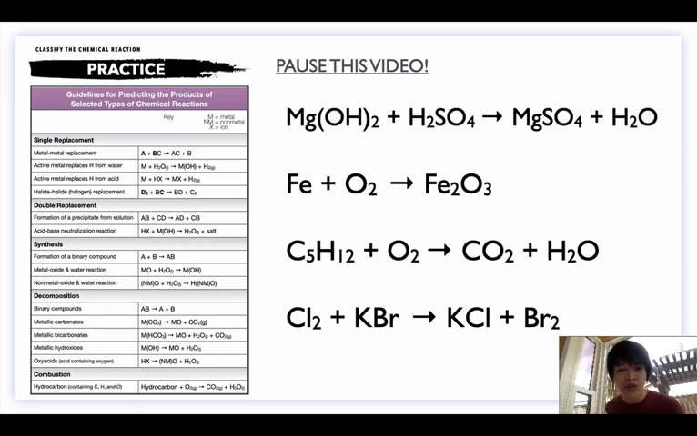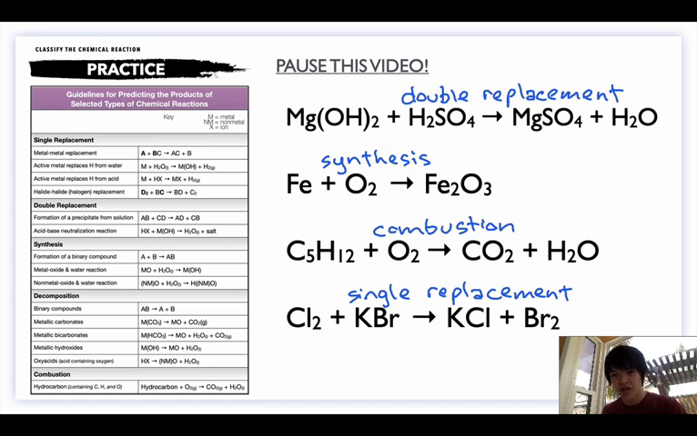Okay, now it's your moment to try just 4 examples here. So pause this video, actually pause it and try it, then take a look to see if you've got it correct. And here are the classifications. You can use the guideline on the left-hand side to further narrow it down if you'd like. But for the purposes of this video, we're just going to classify generally what type of reaction it is, not the very specific ones. Okay.